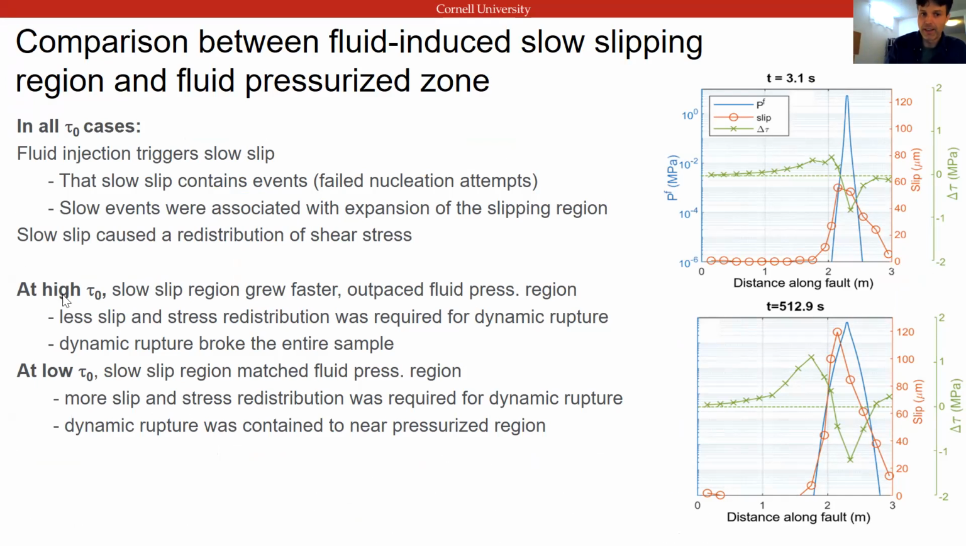Now the differences: at high initial shear stress, that slow slipping region grew faster and outpaced the fluid pressurization region, and less overall slip and stress redistribution was required for dynamic rupture to initiate. And when the dynamic rupture occurred, it just blew through the entire sample. At low initial stress, the slow slipping region pretty much matched the fluid pressurization region according to our model, and much more slip and stress redistribution were required to get a dynamic slip event to occur. And when the dynamic slip event did occur, it was contained. It blew a little bit further, but it didn't rupture the entire sample.